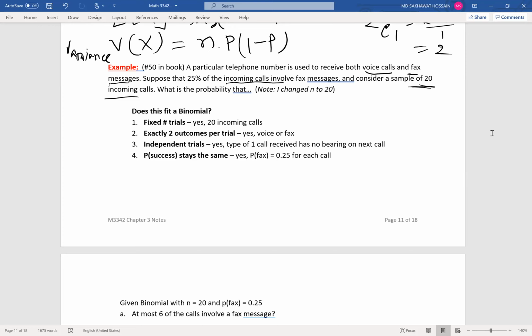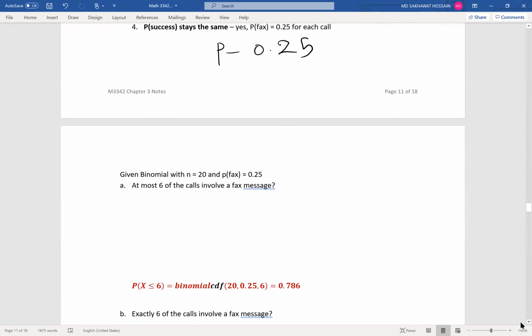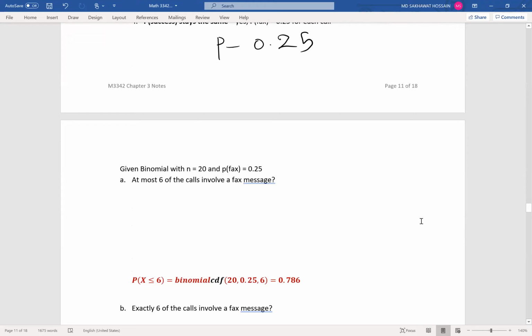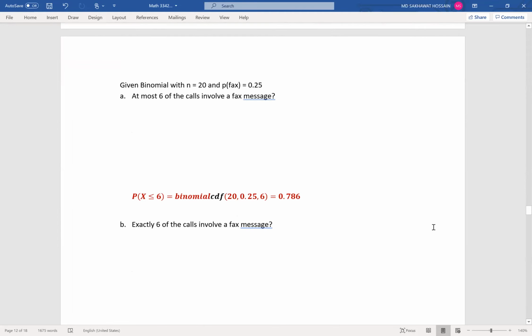So the probability of success is 25%, which is 0.25. That means P is 0.25. Now we will find the probability. We already determined that this is a binomial distribution because the experiment satisfied all 4 requirements of the binomial distribution. So you can say that the data follow a binomial distribution, and you can use it to find the probability. Here the number of trials n is 20 and the probability of success, the probability of fax messages, is 0.25.